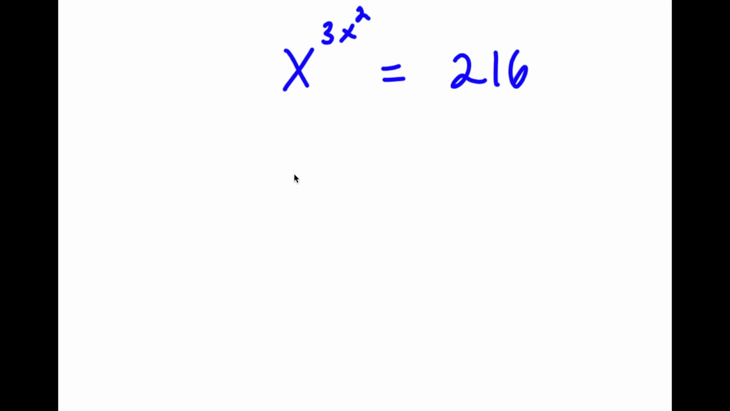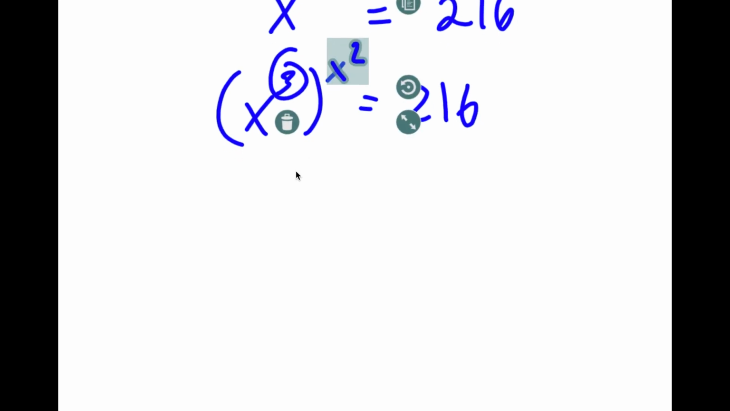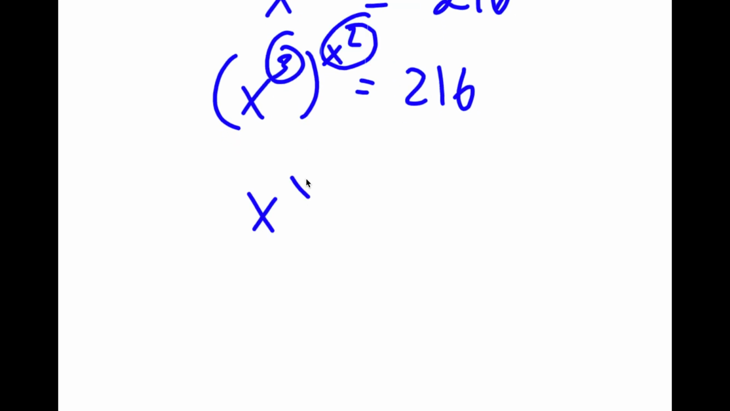Alright, so in this problem, I have x to the power of 3x squared is equal to 216. So I'm going to first start by rewriting this as x to the power of 3 to the power of x squared is equal to 216. And now I'm going to switch the order of 3 and x squared, so this is the same thing as x to the power of x squared to the power of 3 is equal to 216.